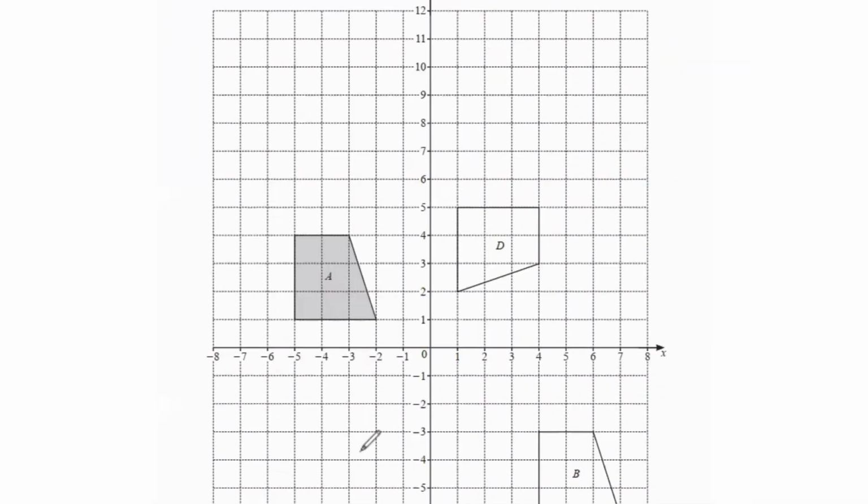Center for shape is at -3, -3. This is our center of enlargement. Scale factor is given as 2. So if we look at this point over here, that's 1 unit horizontally and 1, 2, 3, 4 units vertically. So that's going to be 2 units horizontally because you multiply the scale factor with the horizontal and vertical distance, and 8 units vertically. So that's 1, 2, 3, 4, 5, 6, 7, 8.